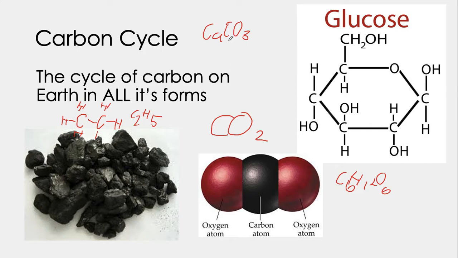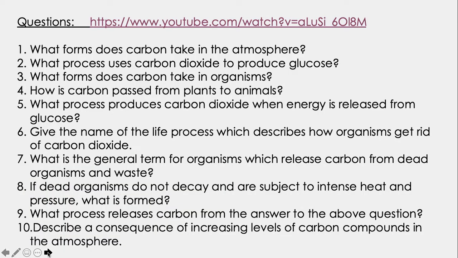There's also rocks, so limestone rocks are made from something called calcium carbonate. So we've got another carbon in there again. So carbon can be locked up in rocks. The White Cliffs of Dover are made up of calcium carbonate. So what form does carbon take in the atmosphere? What is the molecule that has carbon in it when it's all around us? And that is carbon dioxide.